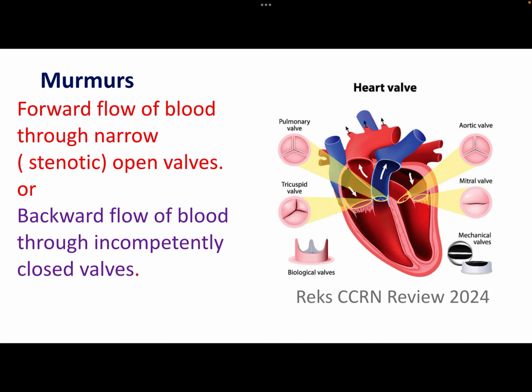So what do you mean by murmur? You can listen to a murmur when there is a backflow or when there is a forward flow. So through what valves? Forward flow of blood through narrow or stenotic open valves. So the valves are already open and they are very stiff and so narrow that the blood cannot go through easily.